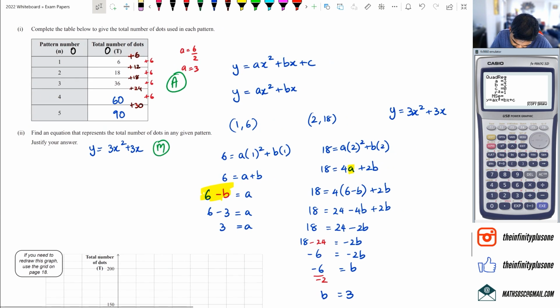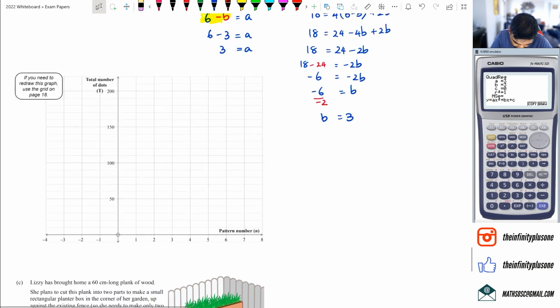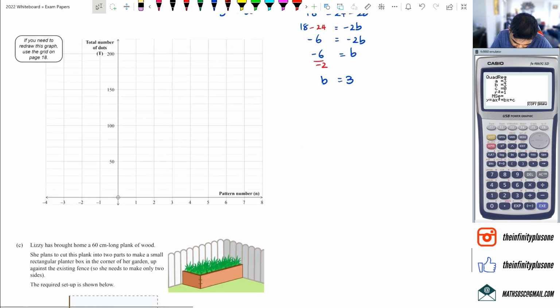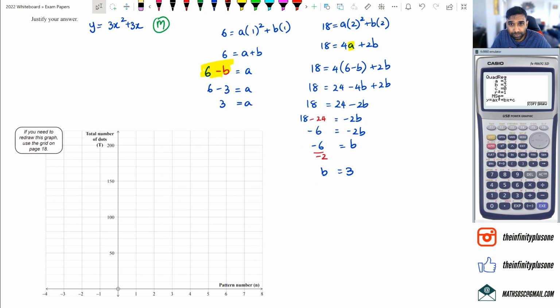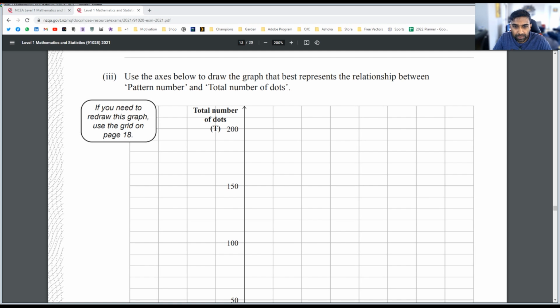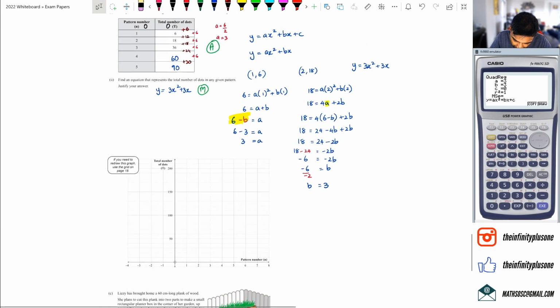Go to part 3 of this question. I think I might not have copied the entire question, by the way. Let me have a look at it. Yep, looks like I missed part 3 of this question, guys. Part 3 is: use the axis below to draw the graph that represents the relationship between pattern number and number of dots. So all we're really doing is drawing that graph from the table. So we've got the table there.